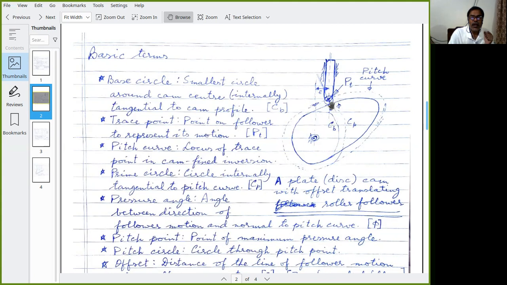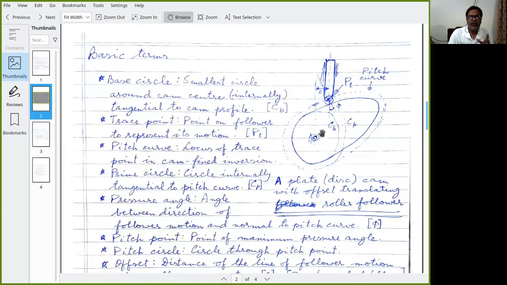Now, relative to the cam, as the cam rotates, the follower moves intermittently. So relative to the frame, the trace point goes up and down. I mean, it goes up, stays, comes down, stays, goes up, stays, comes down, stays. But relative to the cam, where does it go?